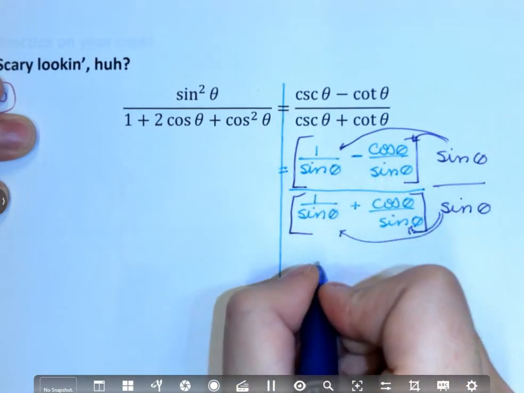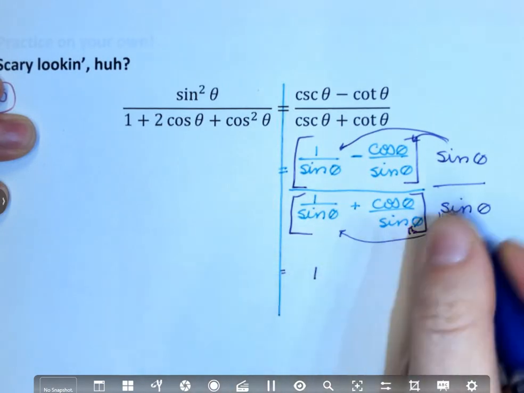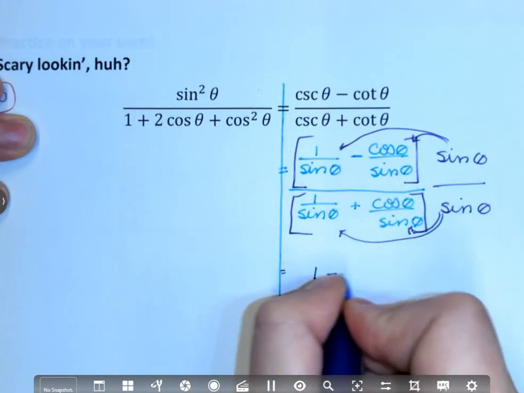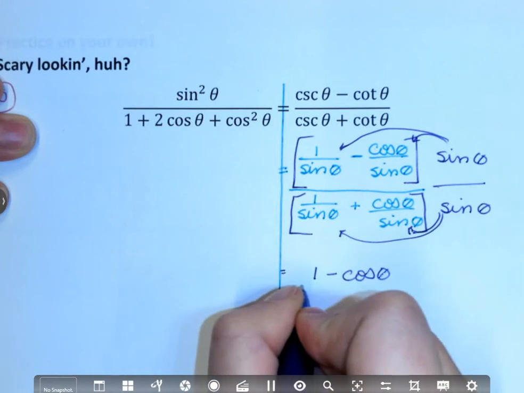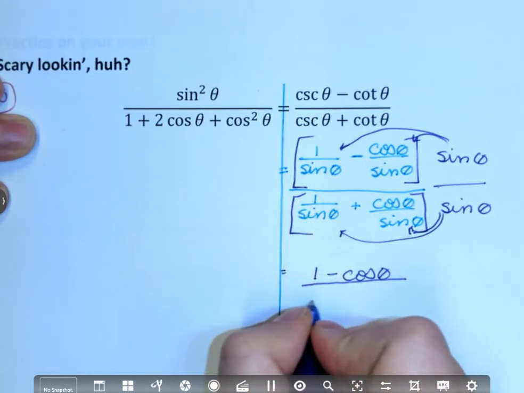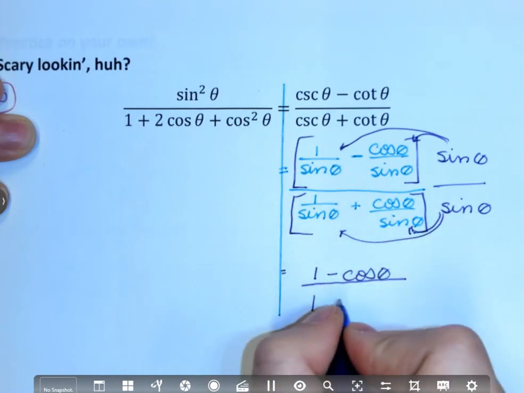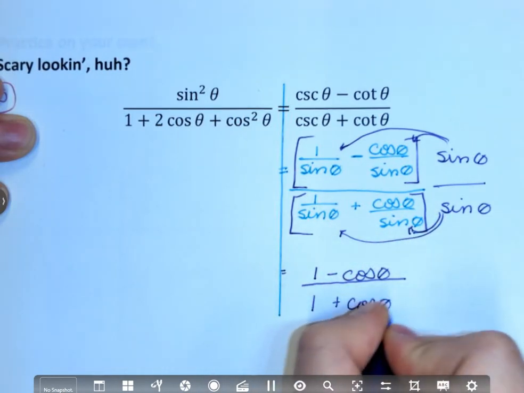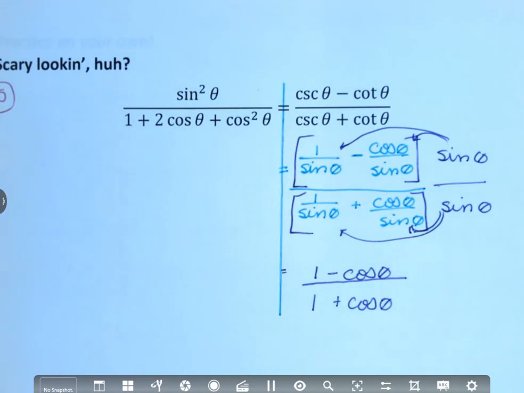sines cancel out there, and I'm left with just 1. Sines cancel out here, and I'm left with cosine. Same thing happens in the denominator. Sines simplify away, and I'm left with 1. Sines simplify, and I'm left with plus cosine. And try to use this as a little hint to you.